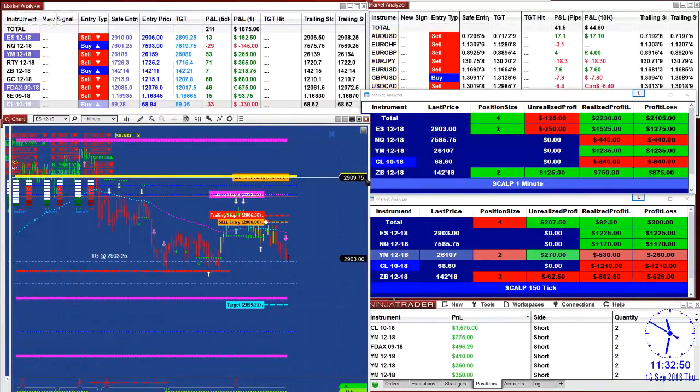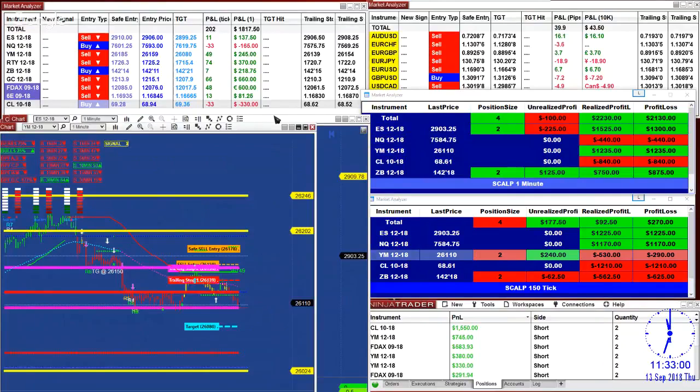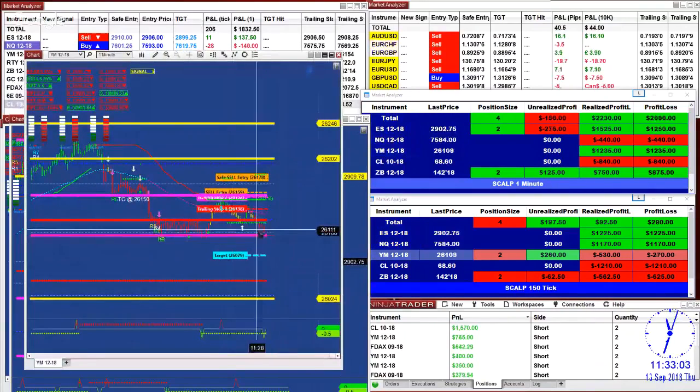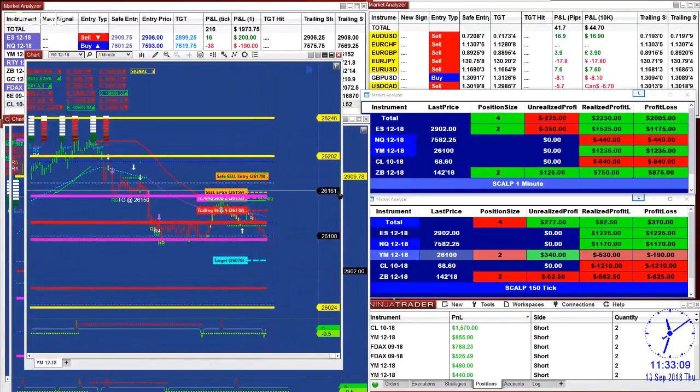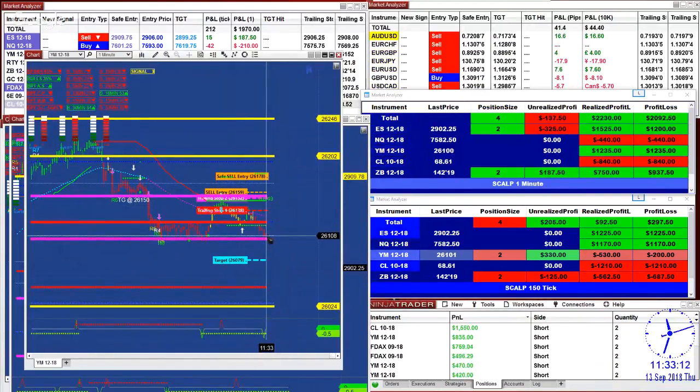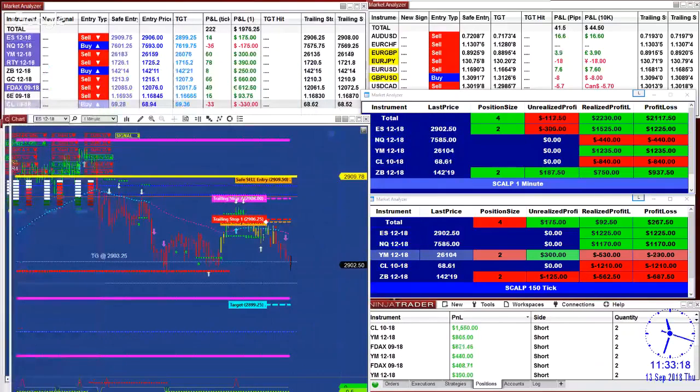The market is totally stopped. And Ben, I know you're chasing the YM. On the YM, we are back to square one. You see that? We are back to square one on the YM. Not tradable. It's nothing but a problem.